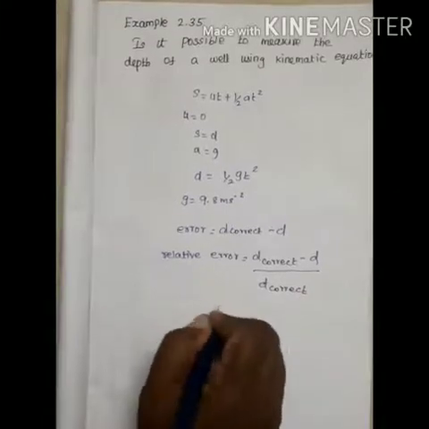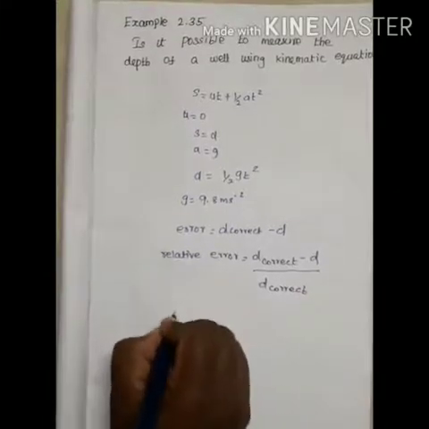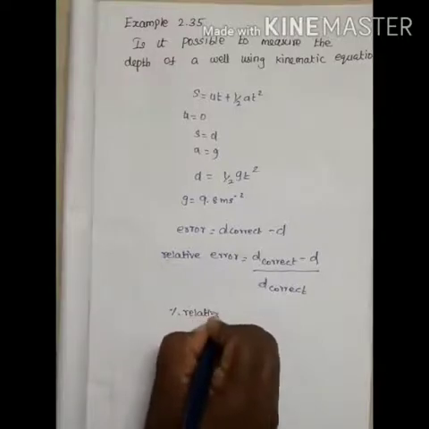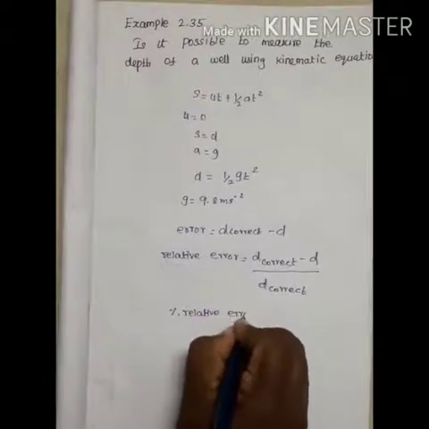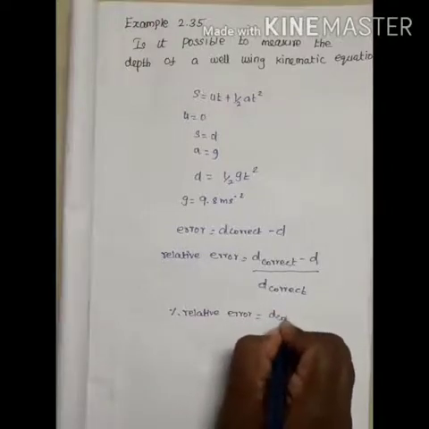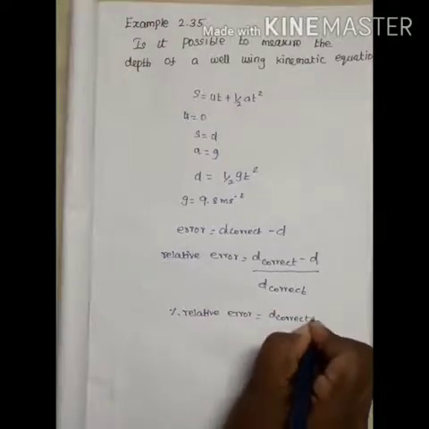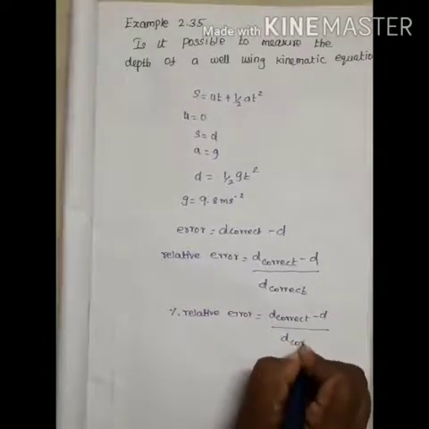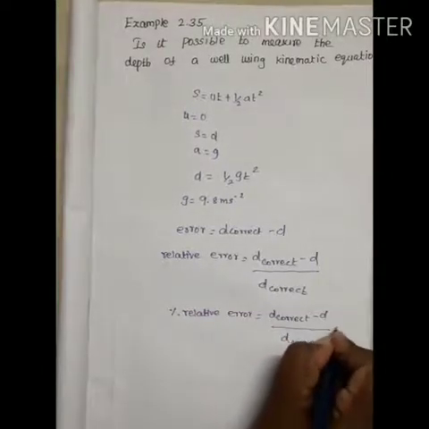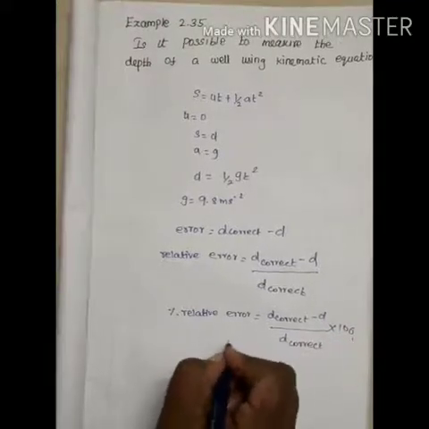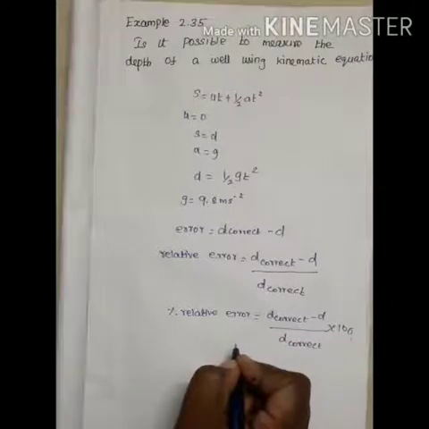Next, we find the percentage of relative error. Percentage of relative error is equal to d correct minus d, divided by d correct, into 100. Repeat the experiment for different masses and compare the result with d correct every time.